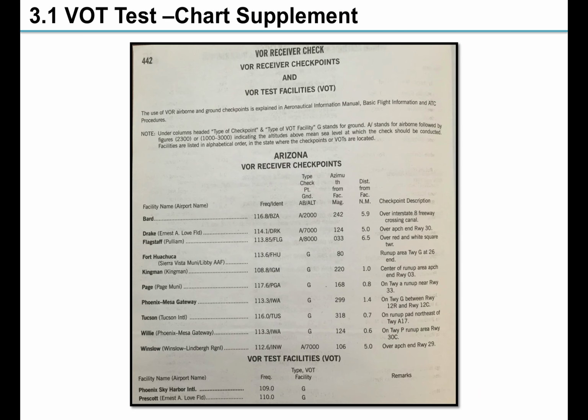And look at how VOR test facilities and checkpoints are listed in the chart supplement. If you open the chart supplement for your airport, you will find a section labeled VOR receiver checkpoint and VOT facility. This section tells you the airport or facility name, the radial and DME distance, frequency, whether it's a ground or airborne type check, and specific instructions on how to perform the check.